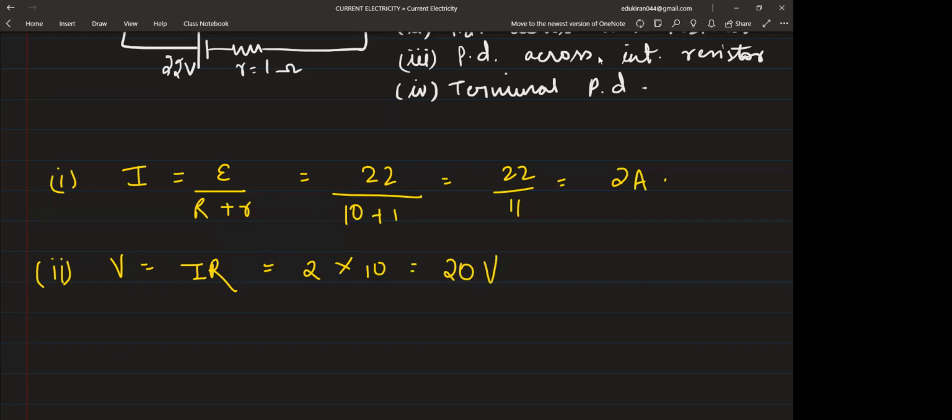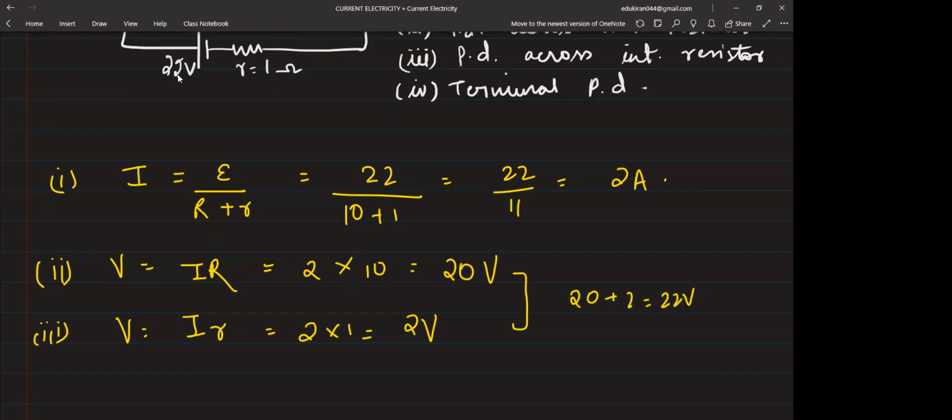Third part, potential difference across internal resistor. So this will be current into internal resistance. Whichever resistor it's asking you, potential difference across whichever resistor, just multiply it with the current. So 2 into 1, this is equal to 2 volt. Now you can check also. When you add these two, 20 plus 2 is equal to 22 volt, which is the total voltage present.